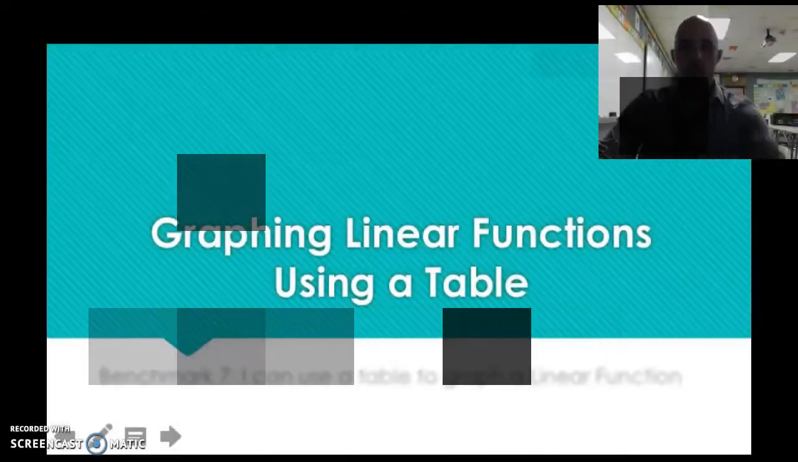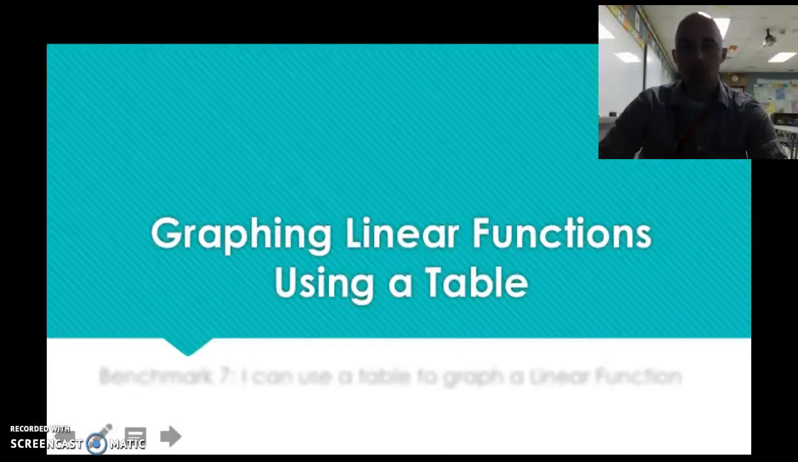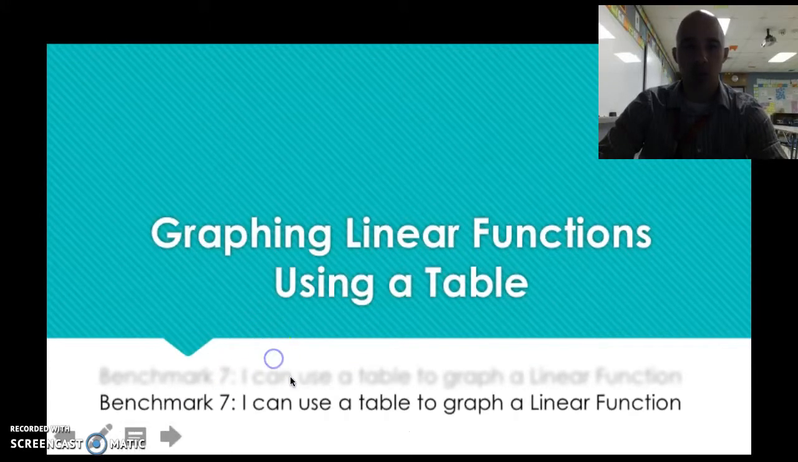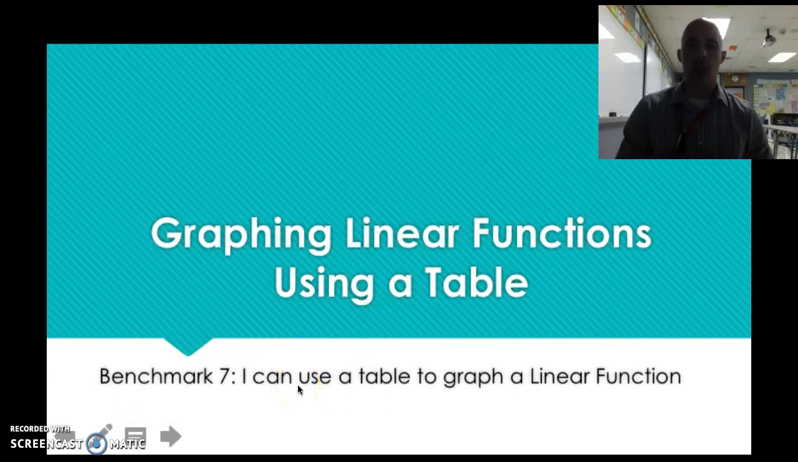Okay, welcome. This is a new lesson in graphing a linear function using a table. This is benchmark number 7. I can use a table to graph a linear function. All right, let's go ahead.